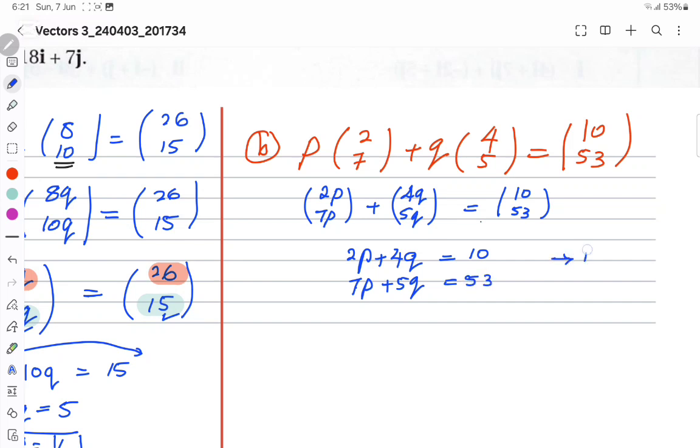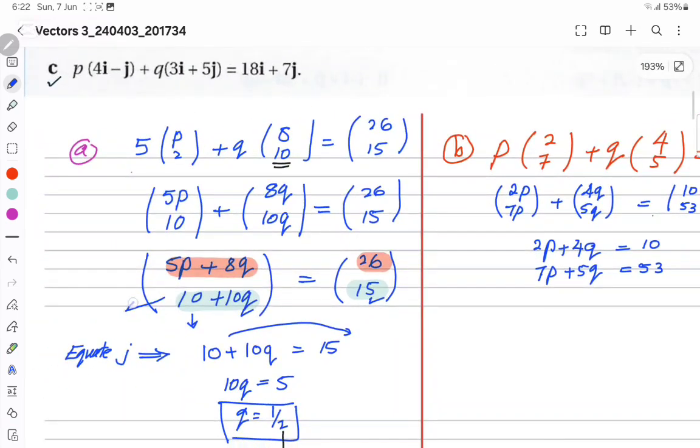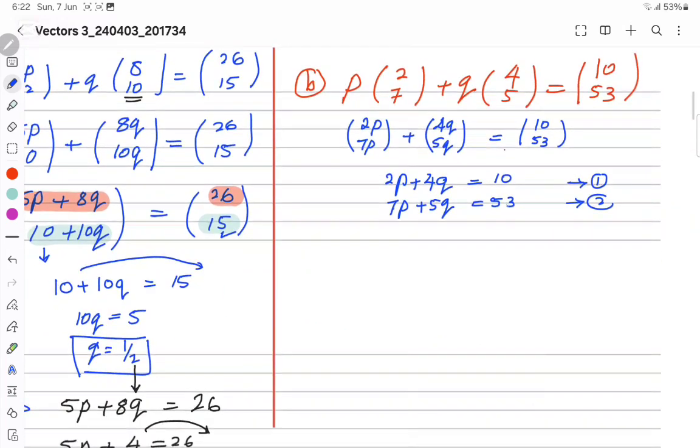So I have two equations, but I have something different, not like the previous one, because here both equations have P and Q. Here I have two simultaneous equations. Just use a calculator. Write that, solving 1 and 2. So how to solve 1 and 2?